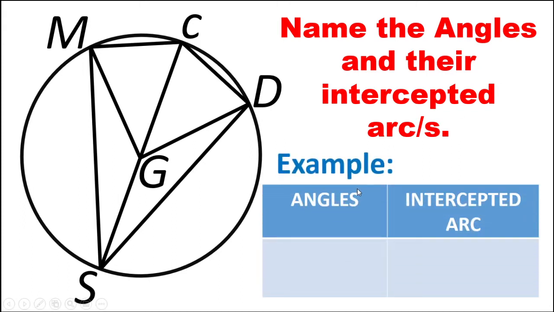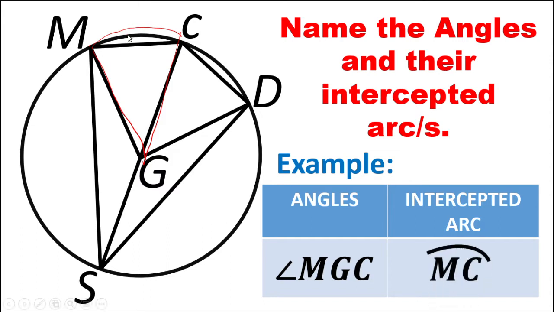Say, for example, we have angle MGC. Sorry for my sketch. It's hard. Say MGC. If you have angle MGC, the arc it touches will automatically be its intercepted arc. So, that is arc MC.